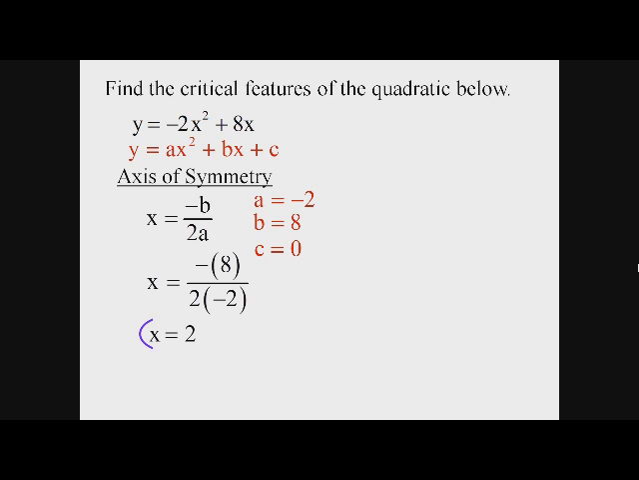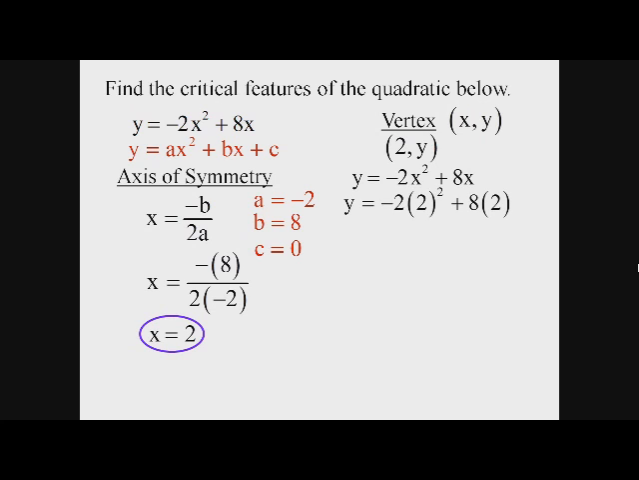Okay, axis of symmetry. Formula is x equals negative b over 2a. My a value is negative 2, b is 8, c is 0, because there is no c value. There's no constant in this equation. When I plug those values into my equation, I get x equals 2. That means the x-coordinate of the vertex is 2. When I plug that into my equation to find the y value, I end up getting negative 8 plus 16, which is positive 8. So my vertex is (2, 8). And remember to put parentheses around that ordered pair.